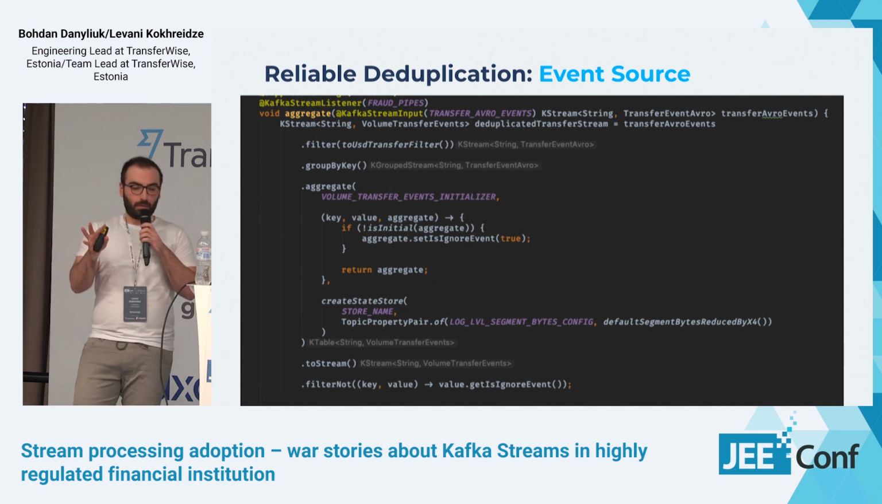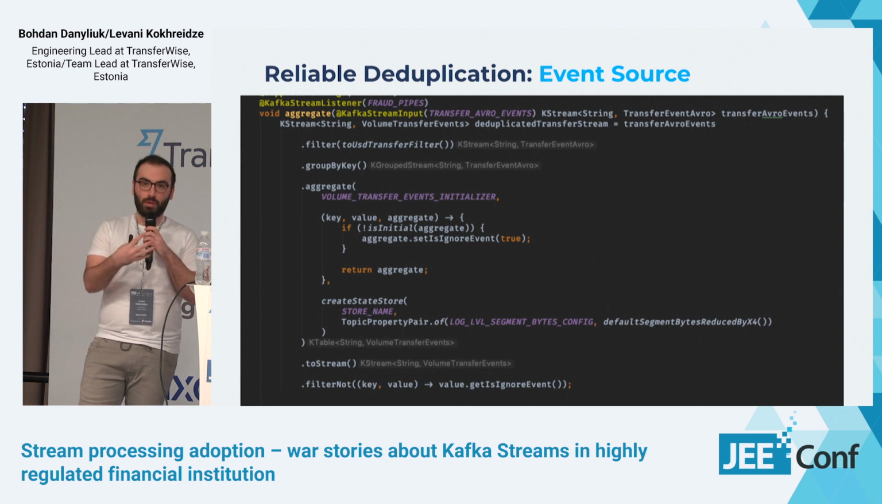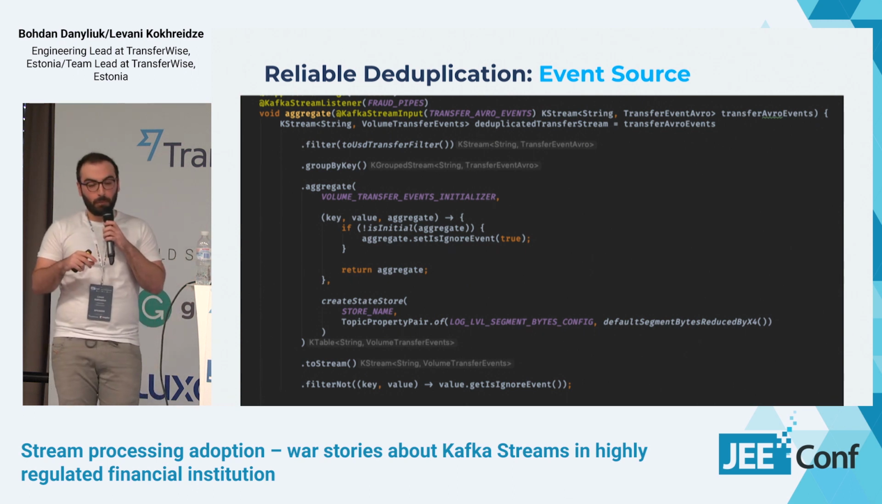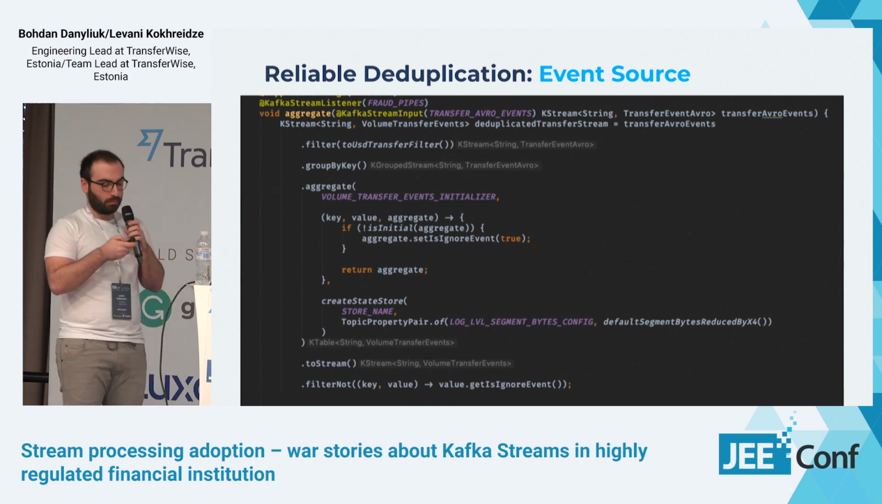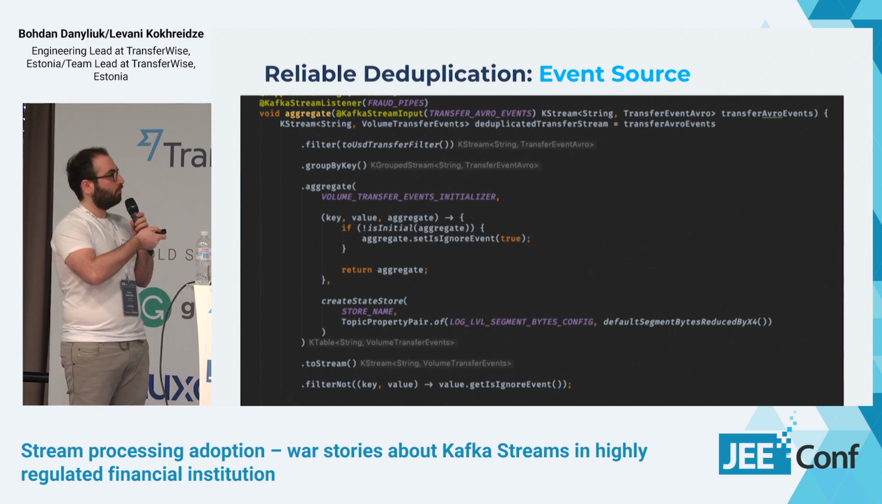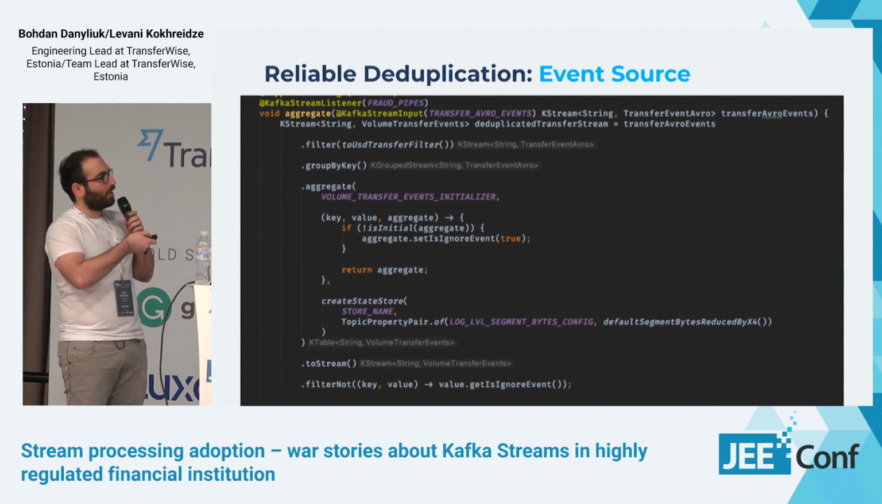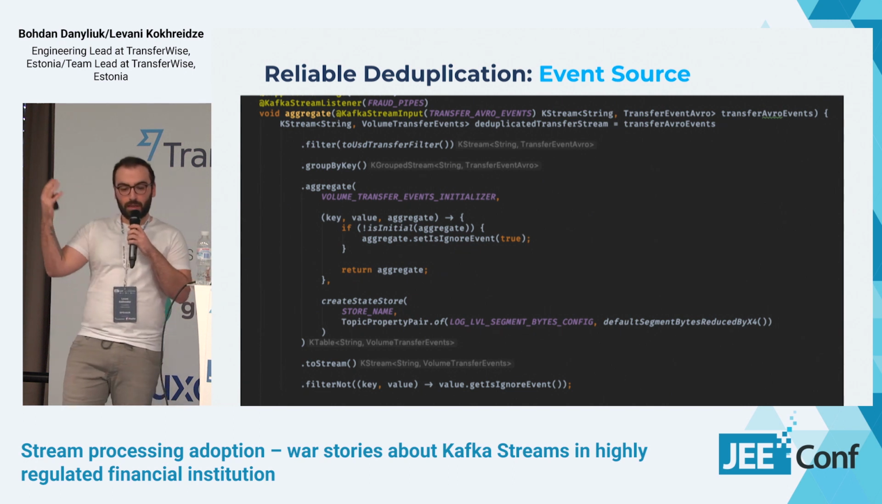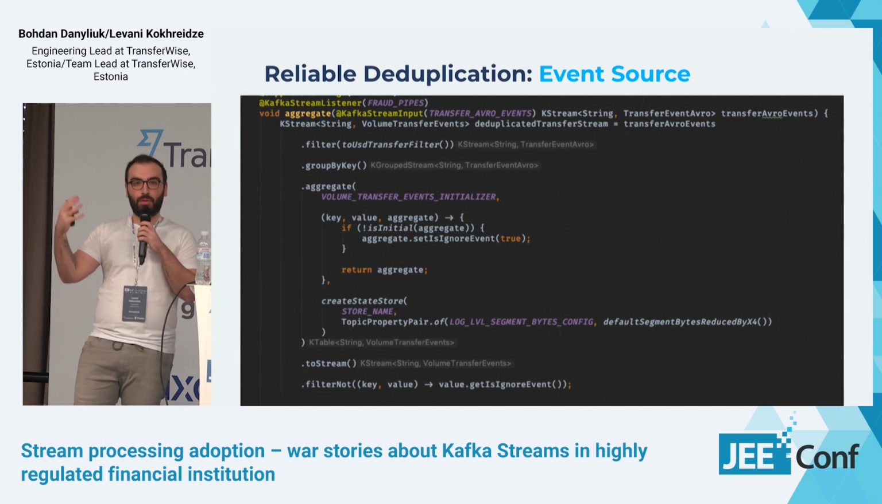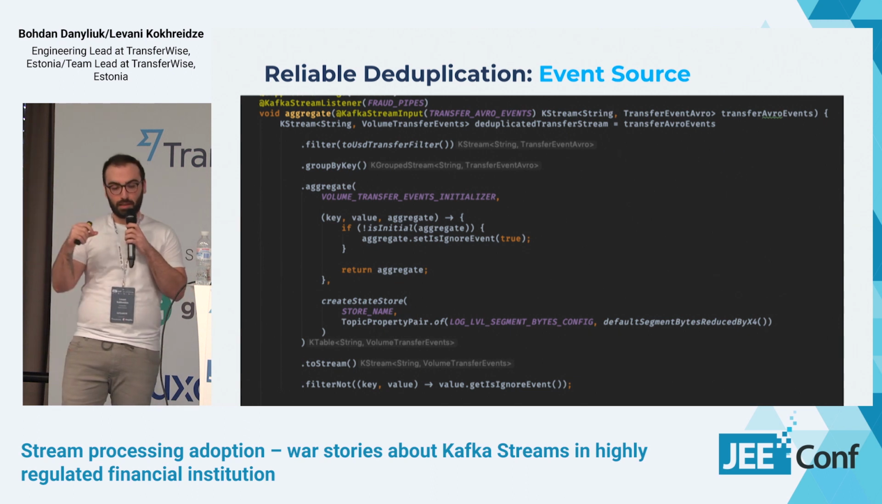So this is a piece of code. It's a simplified version of the code we are running in production as of now. So there is this nice KStream. This is an abstraction on top of the topic. So there is some data inside the topic, and this is the KStream representation of the data that is inside the topic.